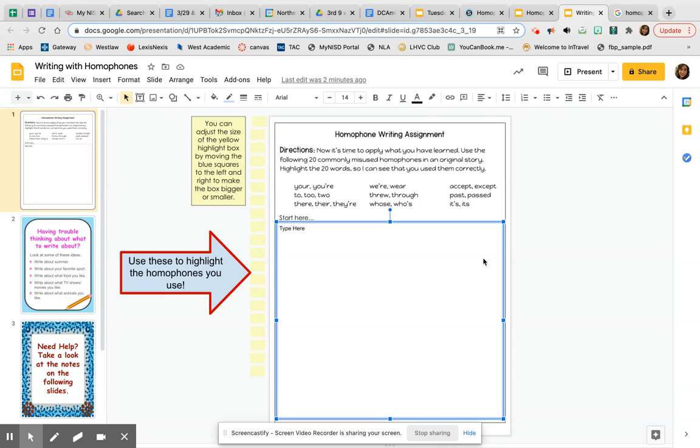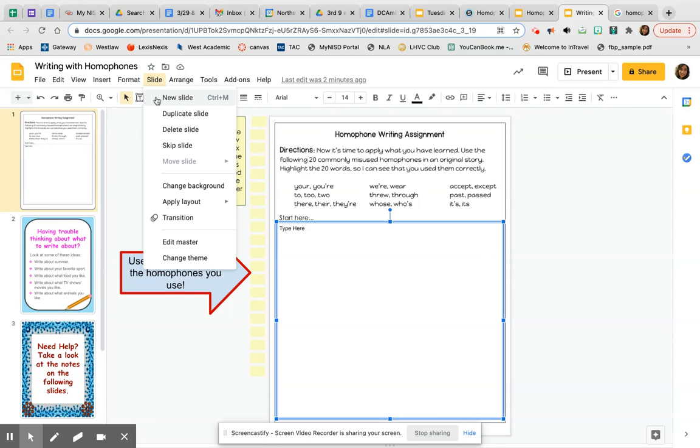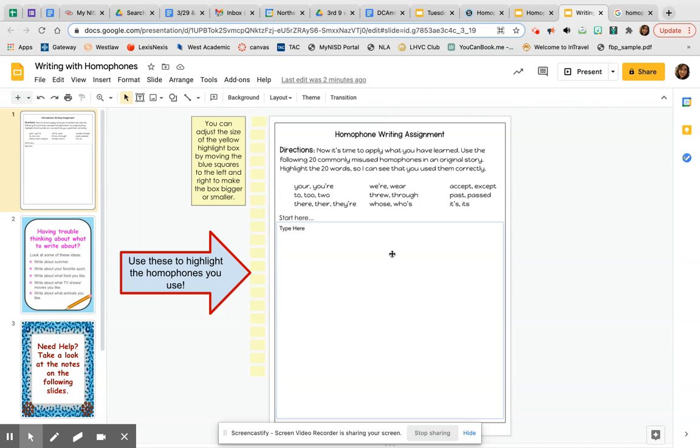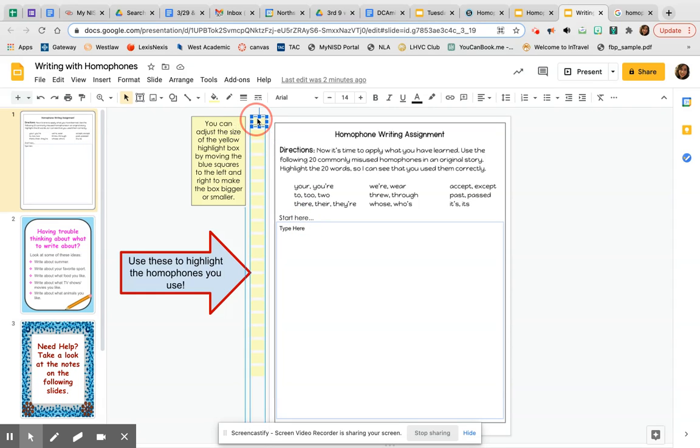If you need more space, you can let me know and I can add another slide. Or if you know how, you can go up here to Slide, New Slide, and that will add a blank slide you can type on. Once you finish typing your story, you're going to drag these yellow boxes over the homophones that you used correctly. I've already put in 20 yellow boxes, so each one of these should be used.